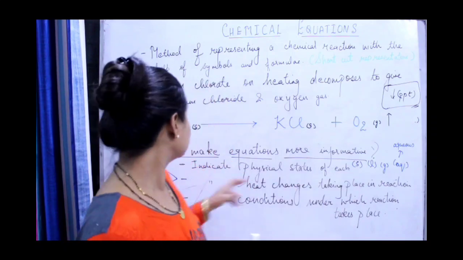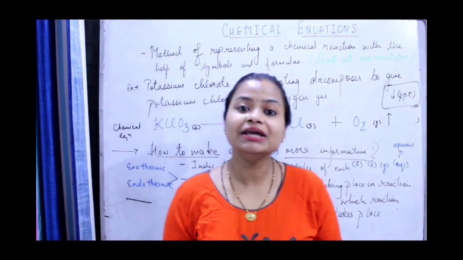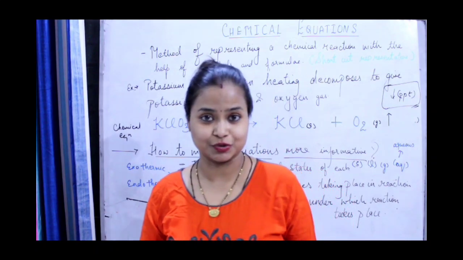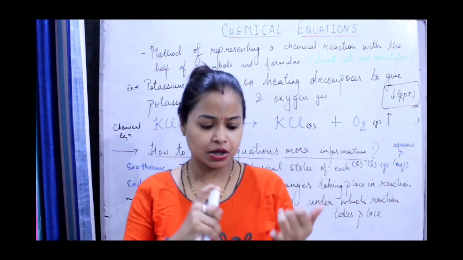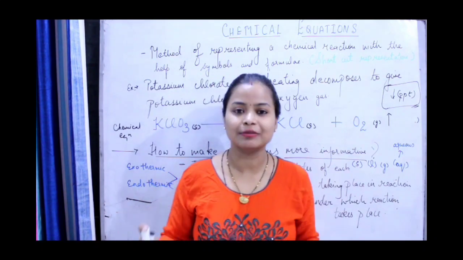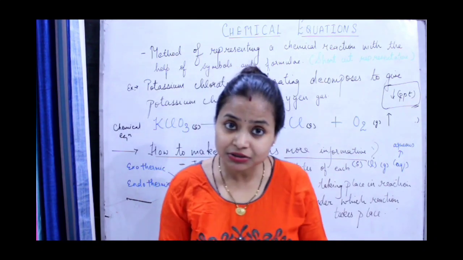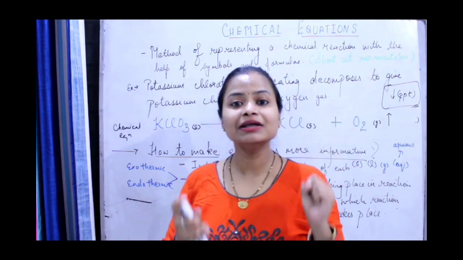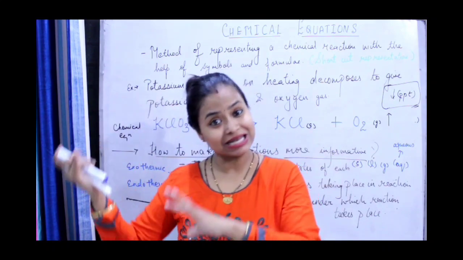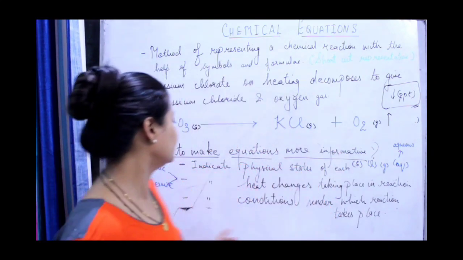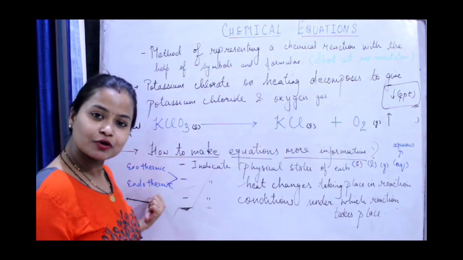Okay, now the second thing, by indicating the heat changes taking place in the chemical reaction. Okay. Now you know, heat changes can be of two types. Fine. Either in a chemical reaction we have to give heat, that is, the heat is absorbed, or in the chemical reaction heat is released, okay, evolved. So over here, depending upon that, there are two types of reaction.